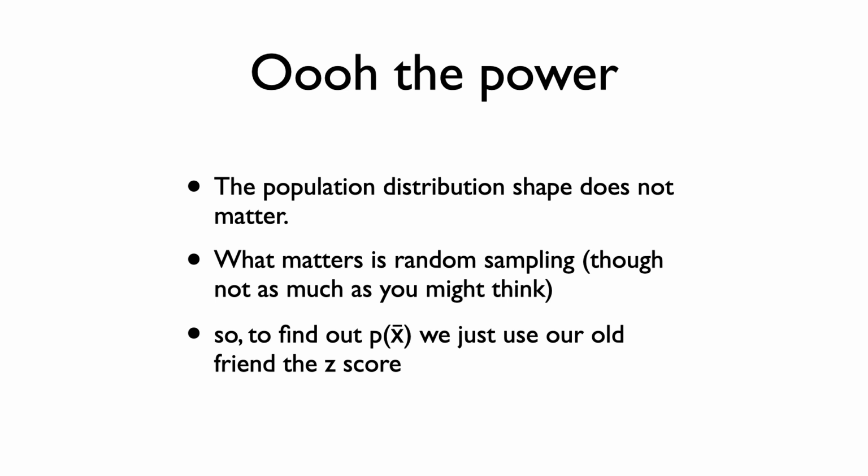So to find the probability of some mean, we just use our old friend, the z-score. We're just going to use the z-score because we know the mean, we know the standard deviation. We're just going to sub that in, and we're golden.